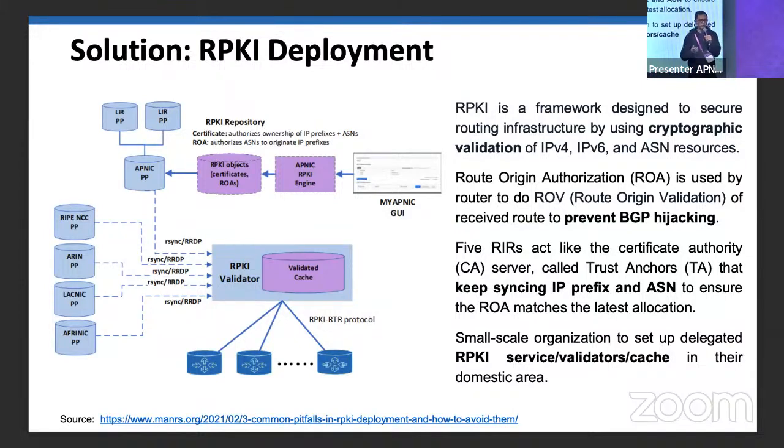We can do what we call validation of the routing, and then finally we want to prevent BGP hijacking. In the current deployment, we have all the RIRs implementing the RPKI trust anchors, and all of them synchronize with each other. Of course, each enterprise or provider wants to have a cache, or validators, to speed up the validation process.